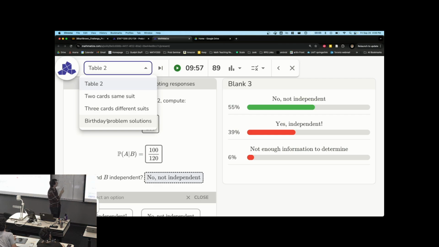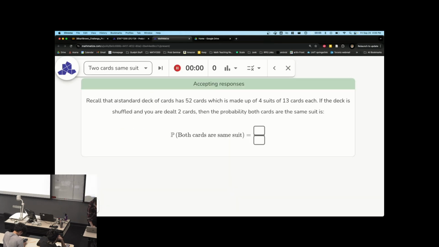So we're here in Mathematize. There are 3 problems: 2 cards, same suit; 3 cards, different suits; and the birthday problem. Really what I'm trying to show you is that you can take what we learned and use it as a tool. Actually, tools are less exciting. Let's say you use it as a weapon to defeat the enemy, which is the birthday problem. So that's what we're going to do, starting with this one. 2 cards, same suit.